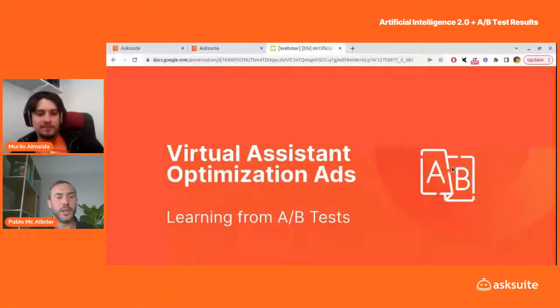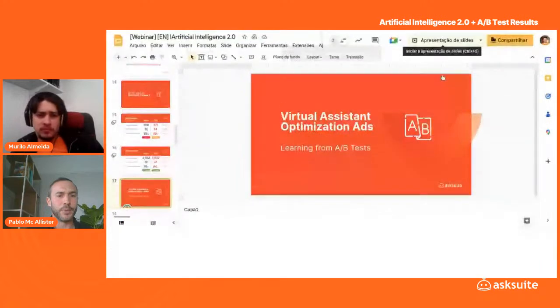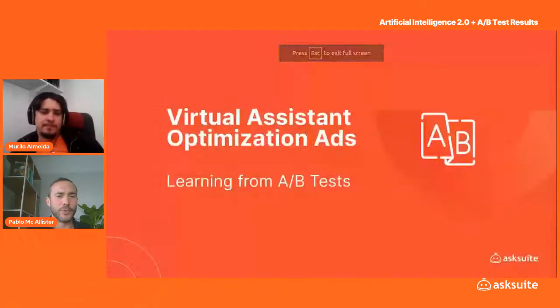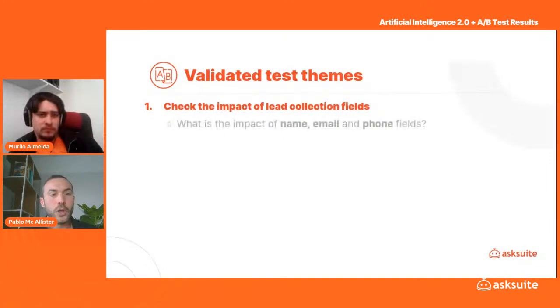Now we are going to see, in an easy way, the virtual assistant optimization for ads. I think that you have to keep showing the slide open. Thank you very much. So we are going to see how these tests were actually created. First, we are going to check the impact of lead collection fields.